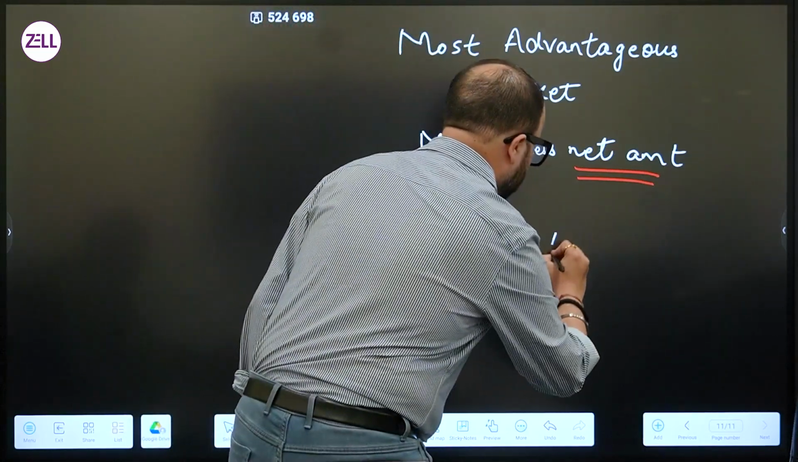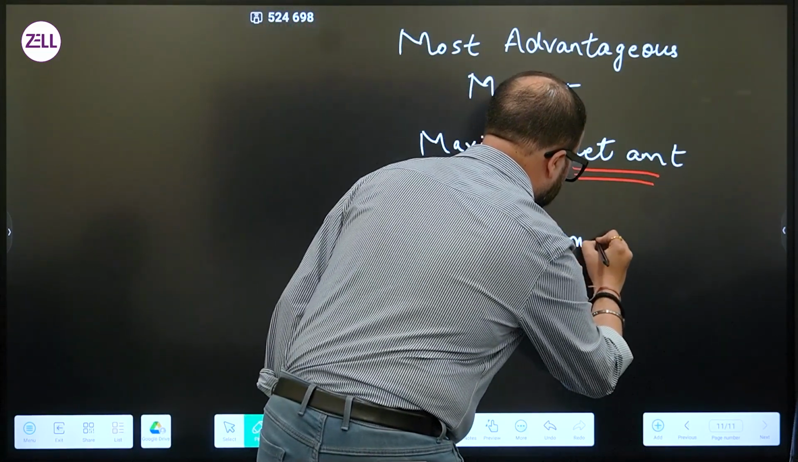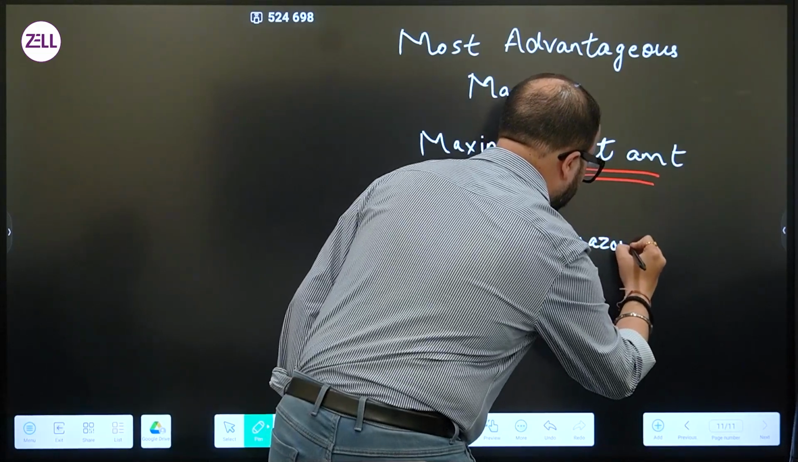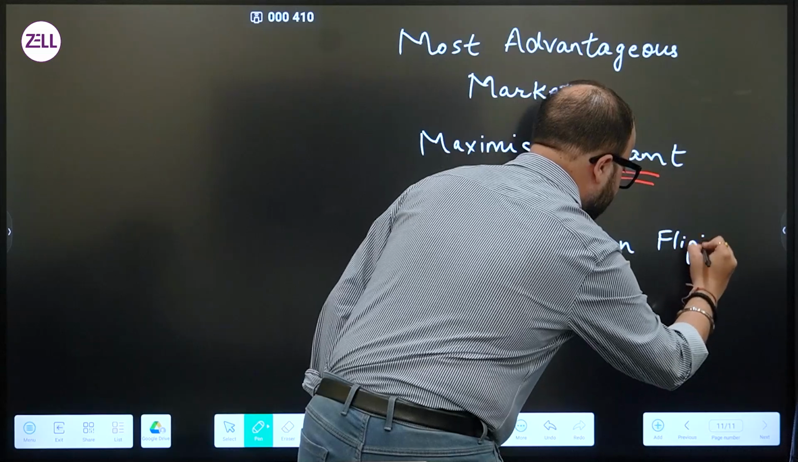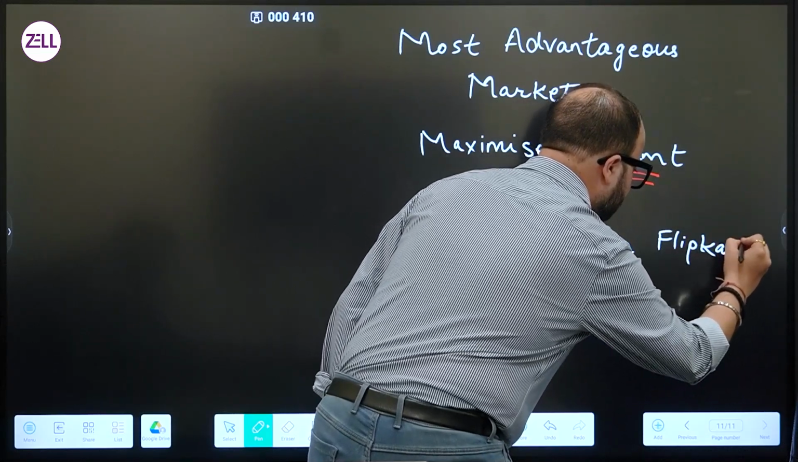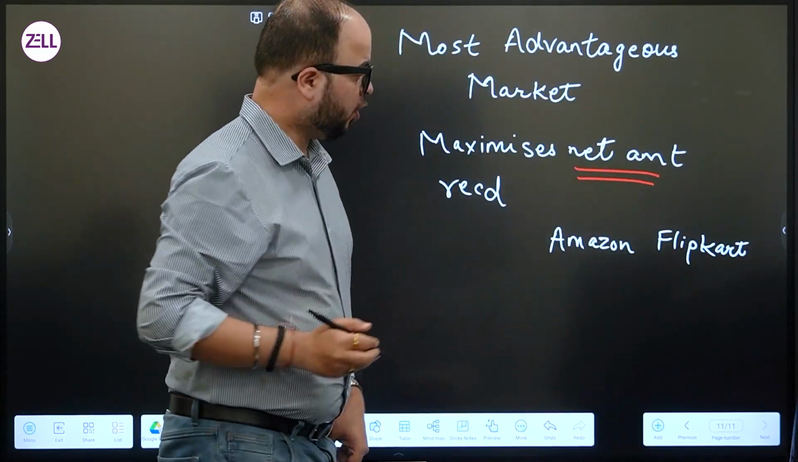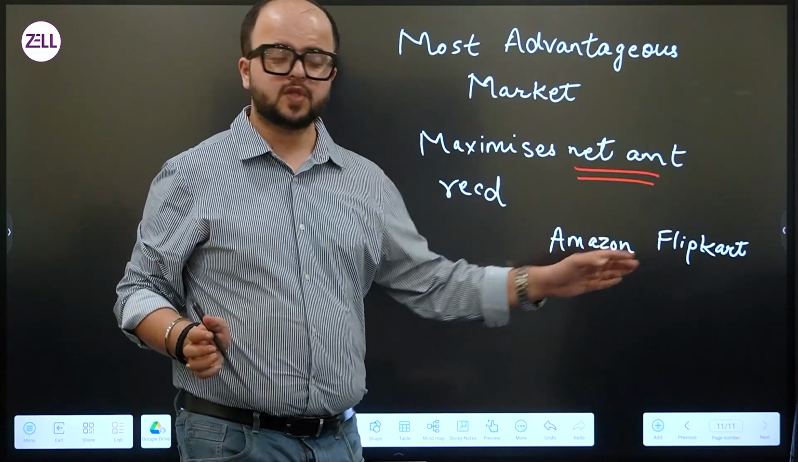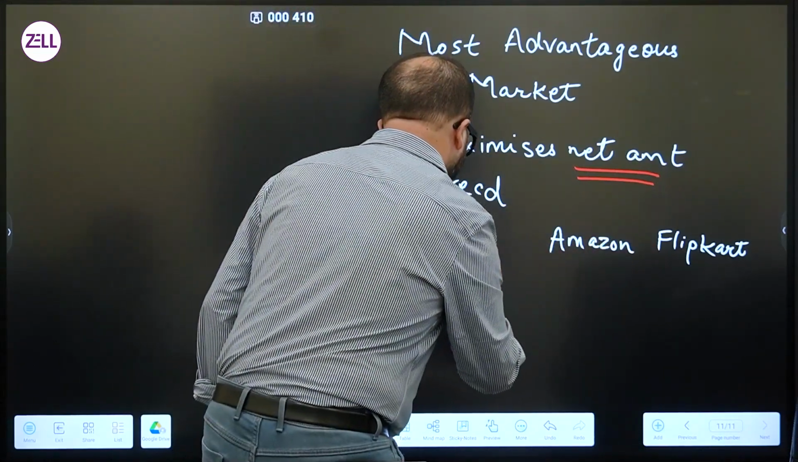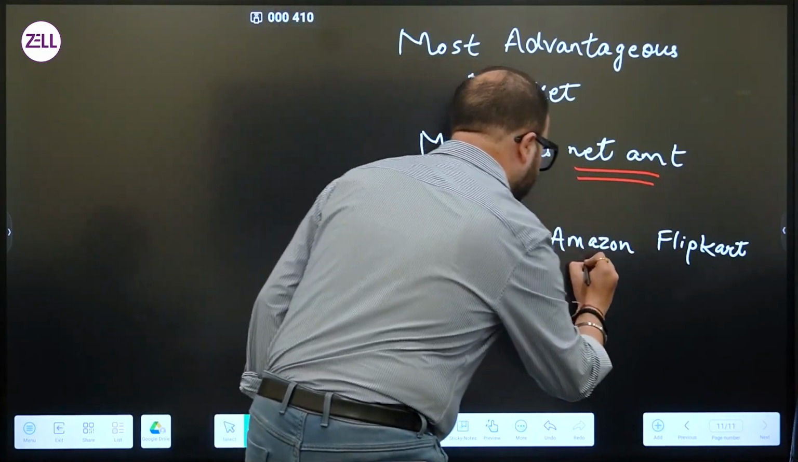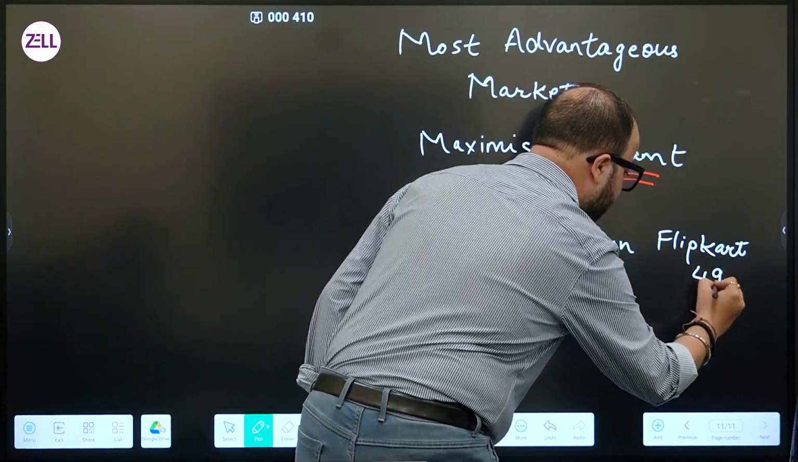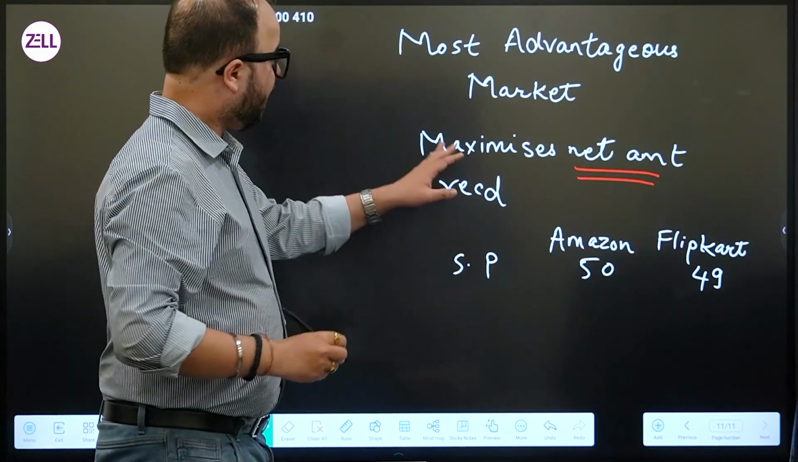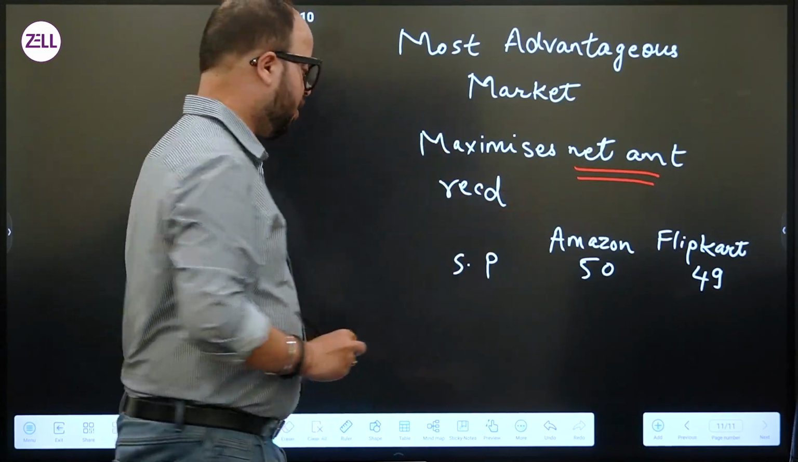I am trying to sell it on Amazon and I am also trying to sell it on Flipkart. These are two online e-commerce platforms. I want to know which of these is my most advantageous market. My selling price on Amazon is 50 and on Flipkart my selling price is 49. I have to maximize my net amount received.